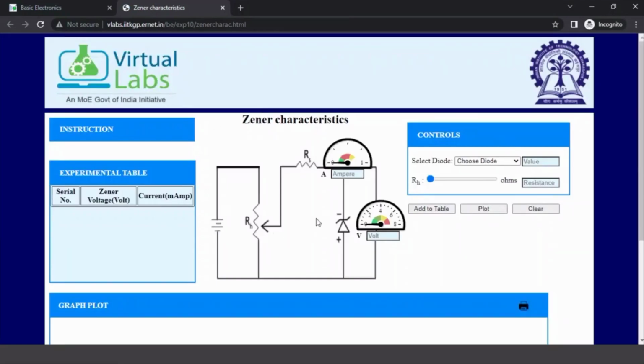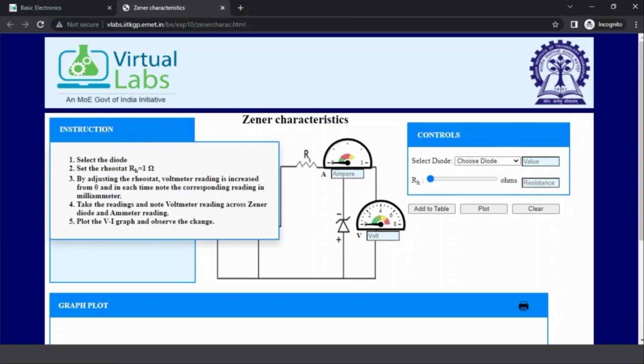Yeah, so all of you can see this, right? We have an input voltage source and a resistor RS and a Zener diode which is connected in reverse bias condition. We are measuring the current and voltage here. Just go through the instructions once: select the diode and set the rheostat to 1 ohm. By adjusting the rheostat, the voltmeter reading is increased from 0 each time. Note the reading in the millimeter. Take the readings of voltage and current through the Zener and plot the VI graph.